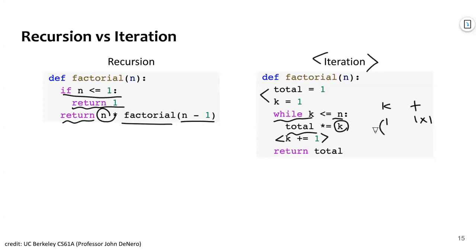In the next iteration, k becomes 2. Then we multiply this 2 to total, and it's going to be 2. In the next iteration, k becomes 3, and we multiply total times 3, where total was 2 in the previous iteration. So it's going to be 6. In this way, we can implement factorial using iteration. And in the end, we return the total. So what are the differences between recursion and iteration?